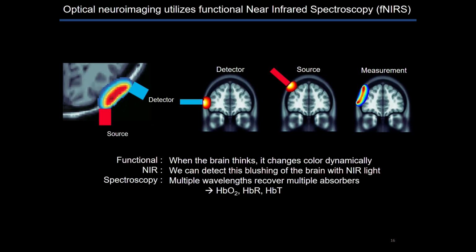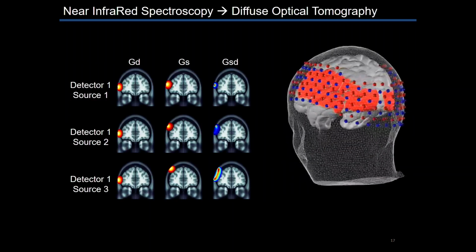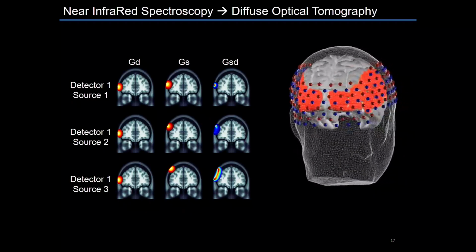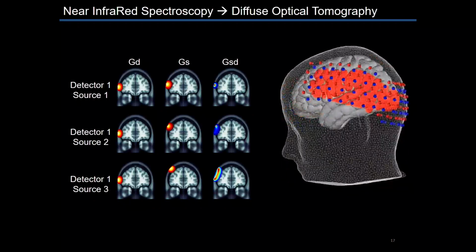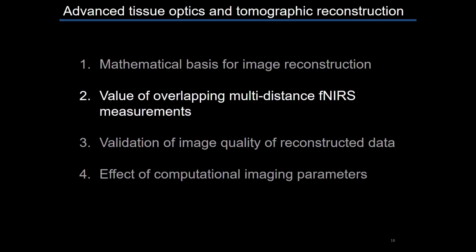So again, functional, when the brain thinks, it changes color dynamically, as Chiara showed you. We can detect this blushing of the brain with near-infrared light. Spectroscopy, because we use multiple wavelengths, as Chiara, Hamid, and Emma were mentioning, to recover multiple different absorbers: oxy, deoxy, and total hemoglobin. And again, multiple overlapping measurements reconstructed gives us an even imaging domain at the level of the cortex within the volume. So all right, that's enough math for now.